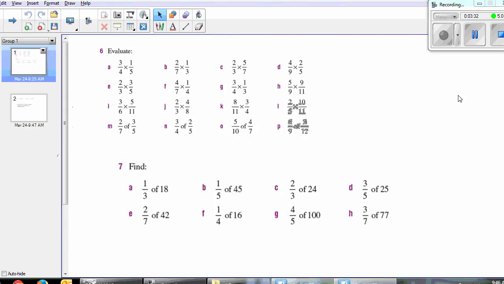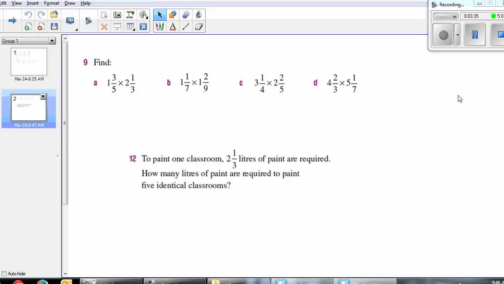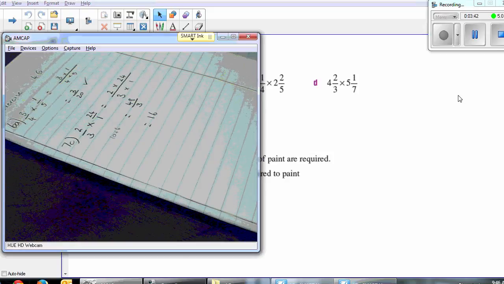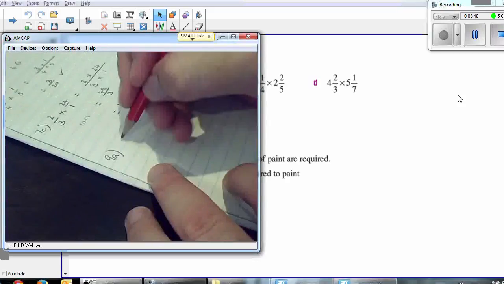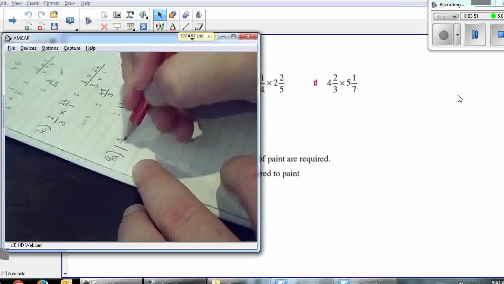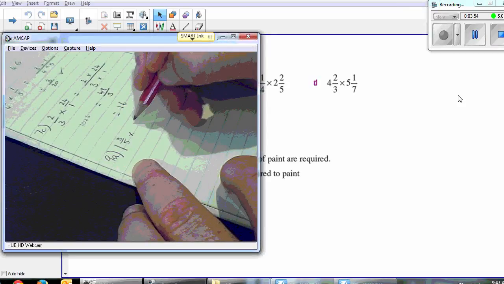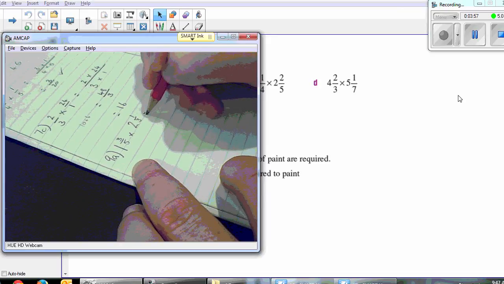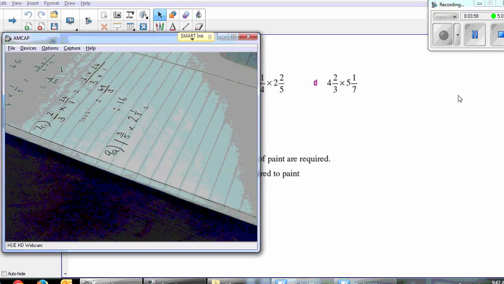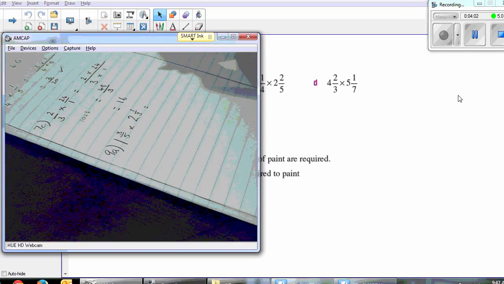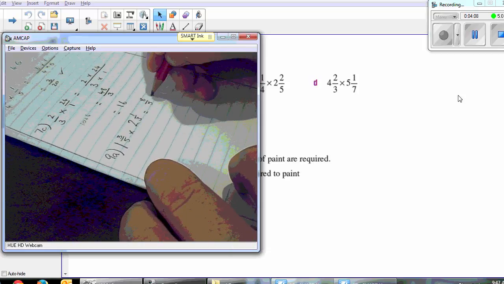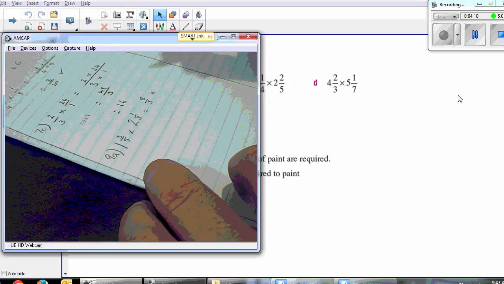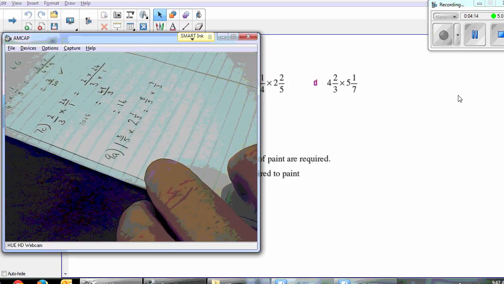Let's have a look at question 9. Okay, so question 9, we'll have a look at A. All right, so we'll copy it down here. And it is 1 3/5 times 2 1/3. Now this is where it changes a little bit because we're dealing with some whole numbers here. We need to turn our fractions into improper fractions. Okay, so 1 times 5 is 5, plus 3 is 8 over 5. And 2 times 3 is 6, plus 1 is 7 over 3. Okay, now we can do our normal multiplication.